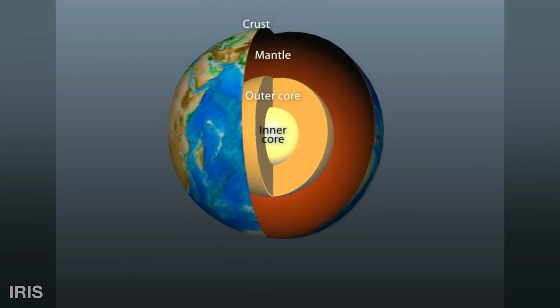So now that we've covered that, which you definitely had to know, let's quickly chat about the basic interior structure of our planet. I mentioned in the previous video that the Earth is made up of layers, and these layers, for the most part, have distinct boundaries.